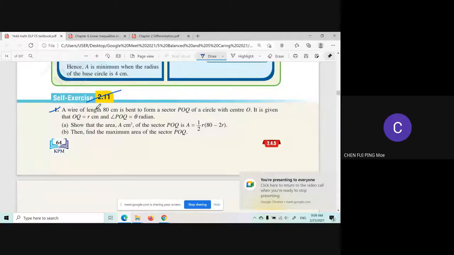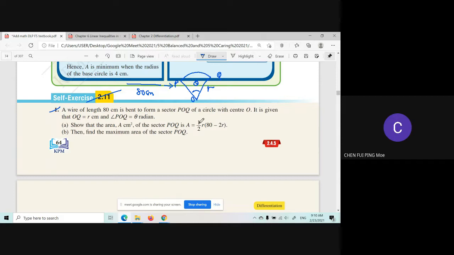Question number 1. A wire of length a cm is bent to form a sector of a circle POQ, center O. It is given that OQ is r cm and angle POQ is theta. So imagine you have a long wire of length a cm, and they want to bend it to make a sector of a circle. First, show that the area of the sector is this.